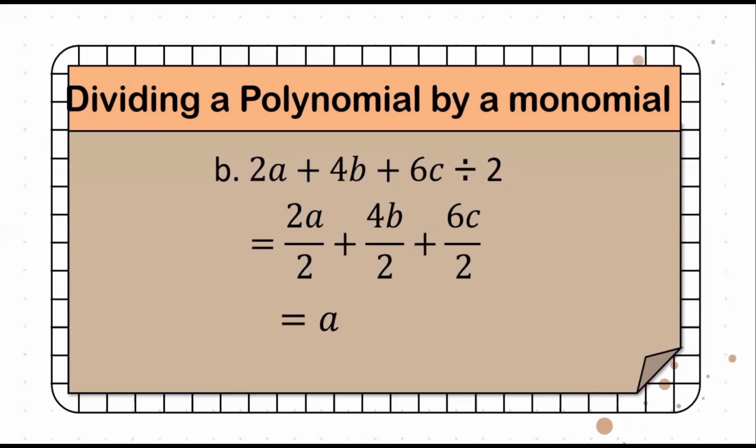Okay, bakit a na lang? We cancel 2 divided by 2, that will give us 1. While 4b divided by 2, that will give us 2b. 4 divided by 2, that will give us 2, bring down b. 6c divided by 2, that is 3c. So our final answer would be a plus 2b plus 3c. So that's the concept now of dividing a polynomial by a monomial.